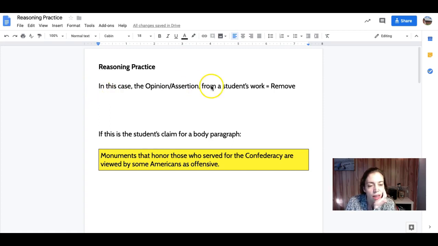In this case, you should know that his overall opinion or assertion, as stated in his thesis statement, is going to be remove. Okay, so to remove the monuments. So if this is the student's claim for a body paragraph, he's going to say that monuments that honor those who served for the Confederacy are viewed by some Americans as offensive. So that is going to be the focal point for his entire paragraph, right? And now he's got to find some evidence to support that.